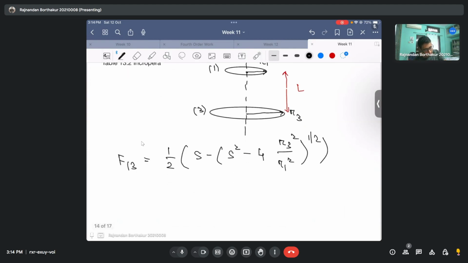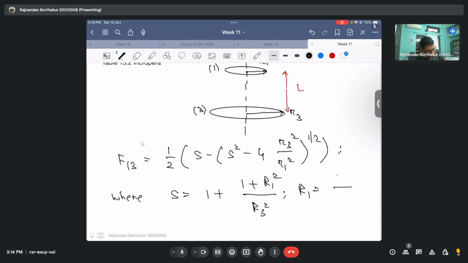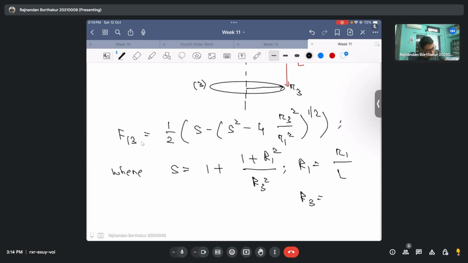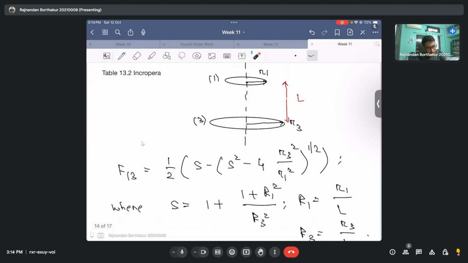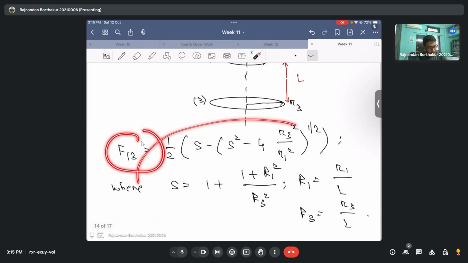Where this S is equal to a number which is 1 plus 1 plus R1 square by R3 square, where R1 is nothing but the ratio of the radius of the first disc to the separation distance, and R3 is nothing but the ratio of the radius of the second disc to the separation distance. So in a way, if you know the radius of these two discs and the separation distance, you directly know F13 just by using this relation.